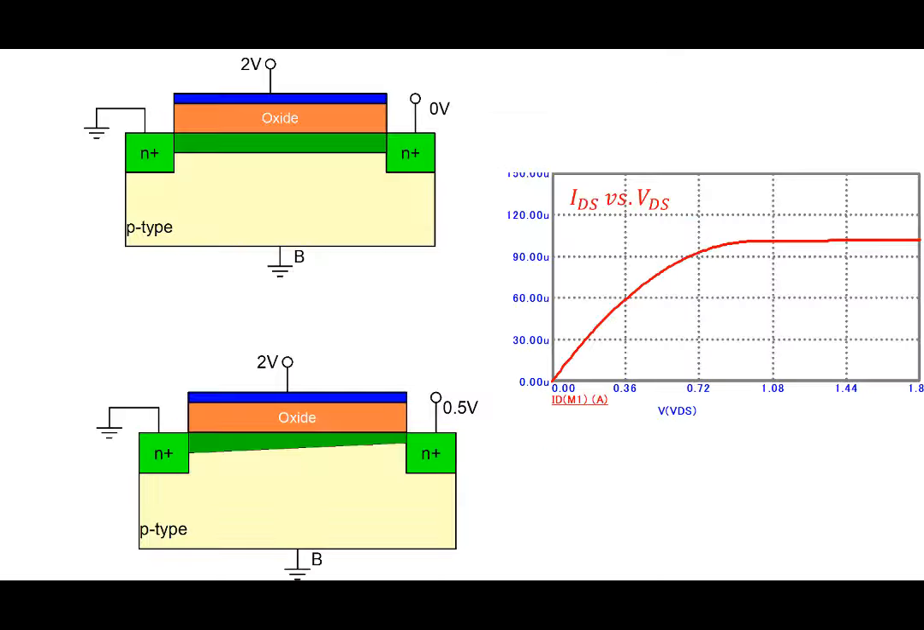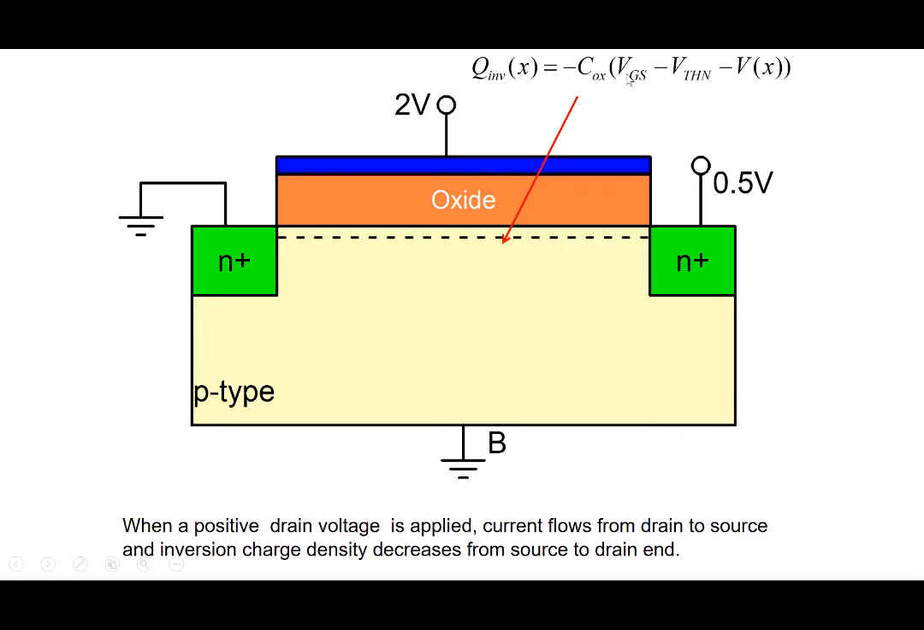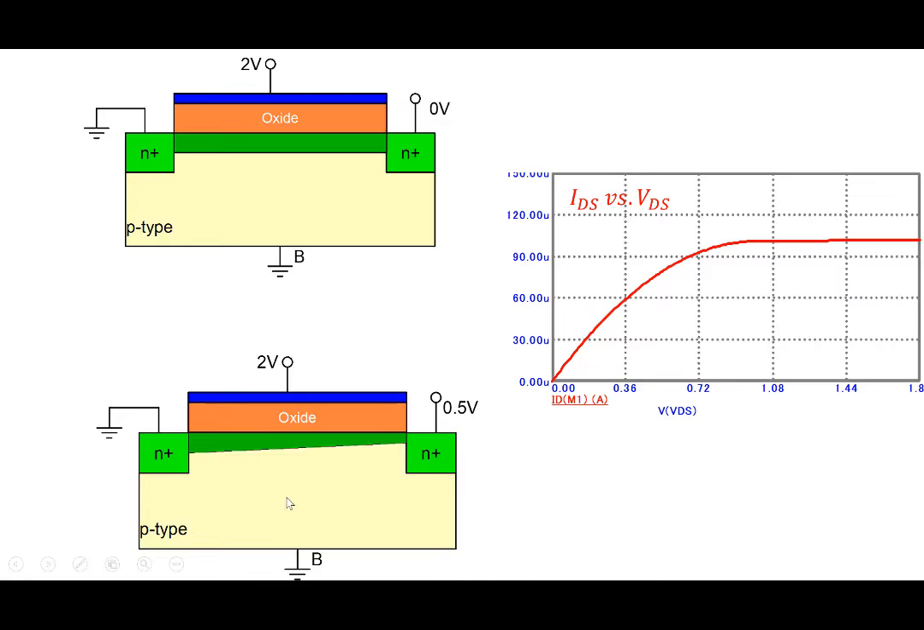Because inversion charge, remember, was given by Cox, VGS minus VTH minus Vx. So higher potential is here, positive potential, and therefore the charge is smaller here. At this point, the potential is lower, so the charge is higher. At this point, the potential always remains 0, so the charge stays as Cox, VGS minus VTH. So as you apply a positive voltage here, the charge in the channel, in general, reduces, and therefore the resistance of this particular path increases here.